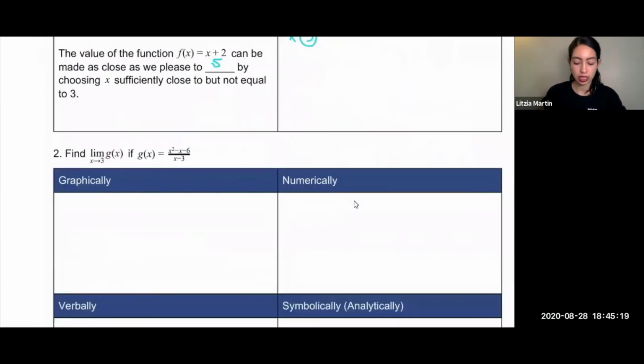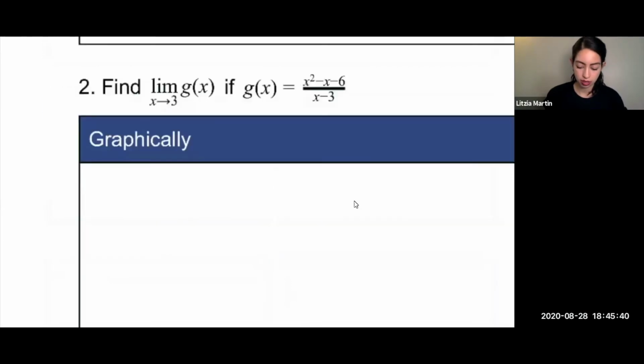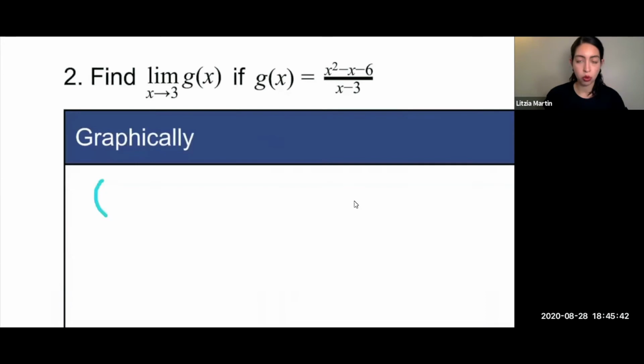So let's look at another example. This one is not a line. We have a rational function, g of x is equal to x squared minus x minus 6 divided by x minus 3. So if I were to graph this out, I would need to, first of all, factor this just to make sure and see if we have any holes.